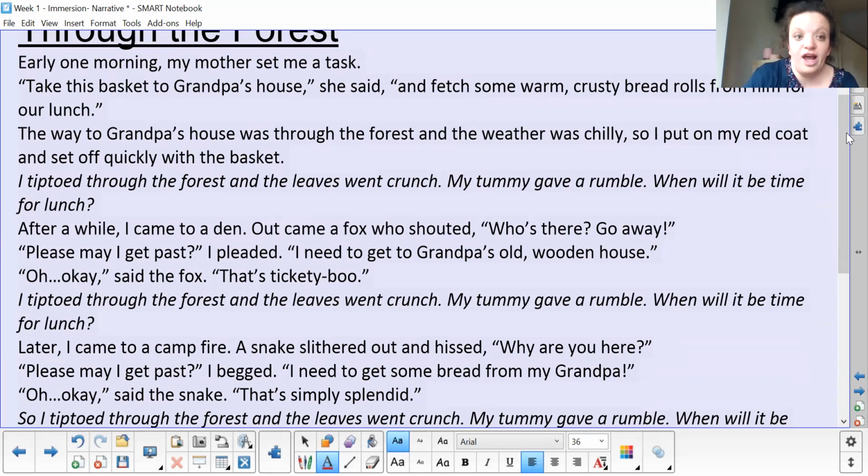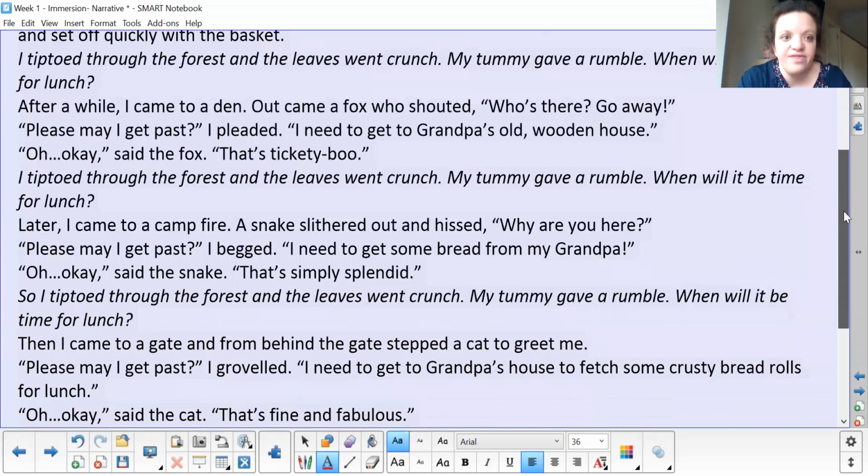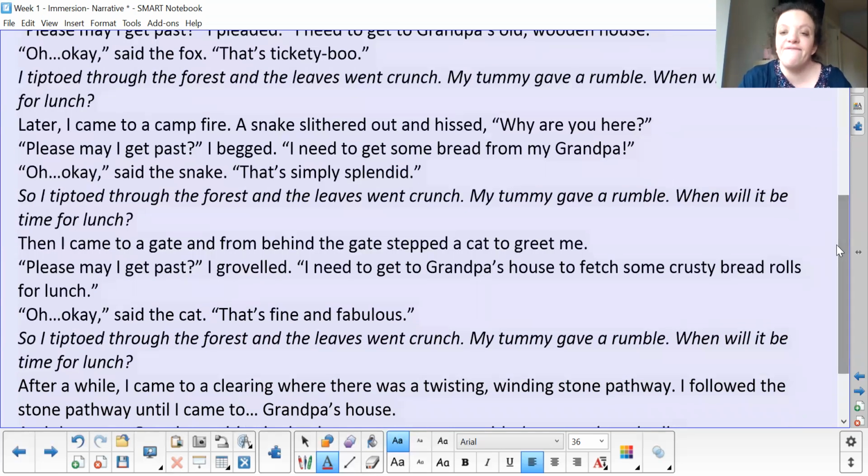And then the second one I meet is a snake, and it's that repetitiveness of going over and over again. So first she's getting ready, she's putting on her coat, she's going to Grandpa's house to fetch the warm, crusty bread. First she meets a fox, next she meets the snake, then she meets the cat, and finally she makes it to Grandpa's house to get the crusty bread roll. So you can see it's very repetitive, but the different characters are saying things to her and she's replying.